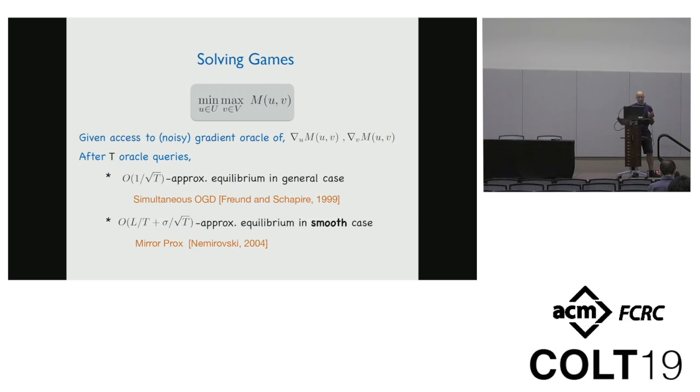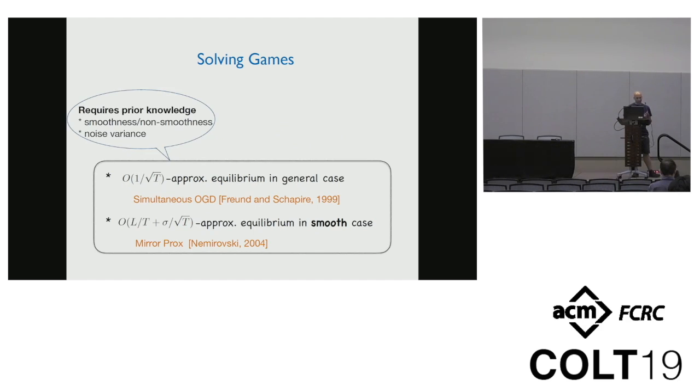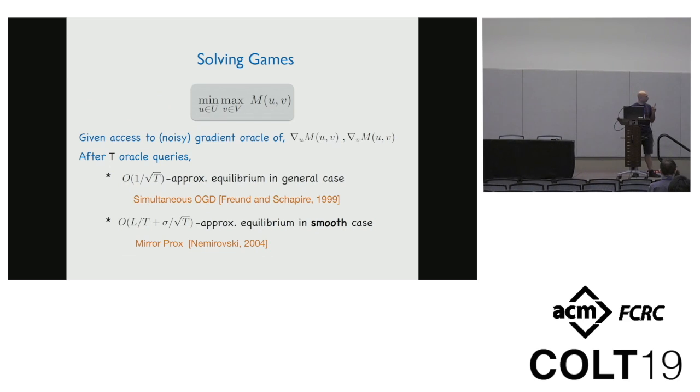But if the objective is smooth, meaning that these gradients are Lipschitz continuous, we can obtain a faster rate of the smoothness L divided by T plus the variance of the gradients sigma divided by square root of T by using a more sophisticated method called the mirror Prox algorithm. And we will go back to this method later on. Also, I forgot to tell that these bounds are known to be tight.